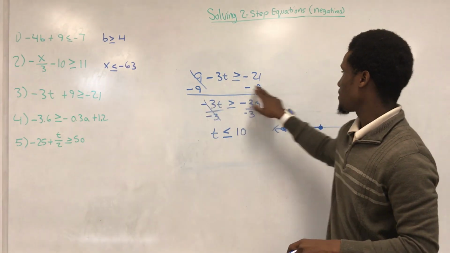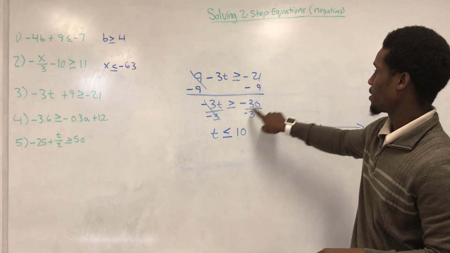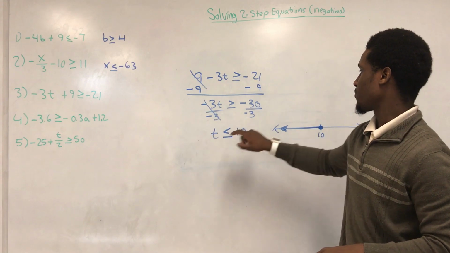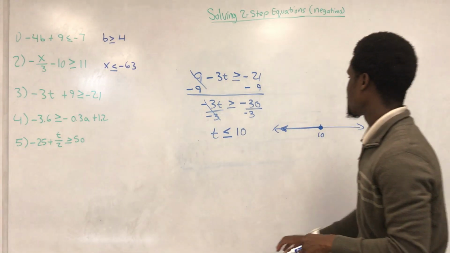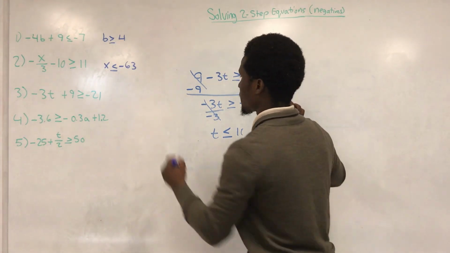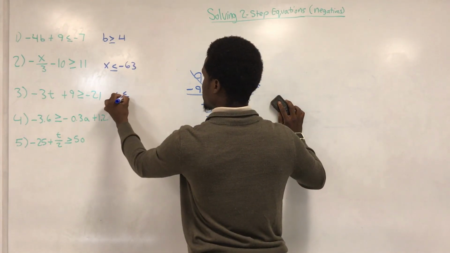So I had to minus 9 at first to give me negative 30. I have negative 3t, so divide by negative 3, divide by negative 3. t is going to be less than or equal to a positive 10. So t is less than or equal to 10.